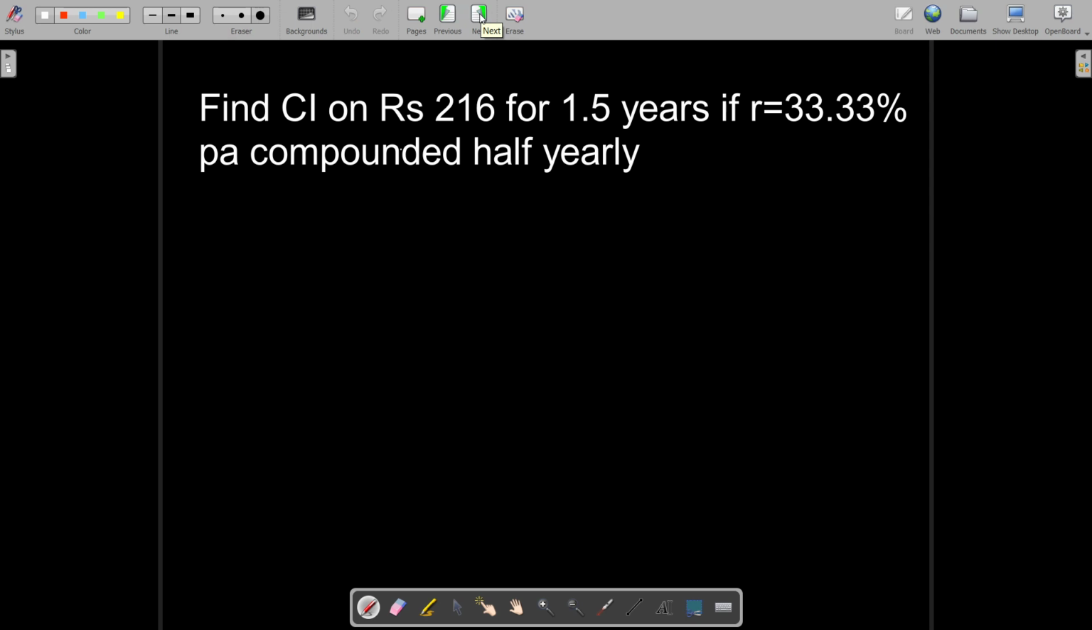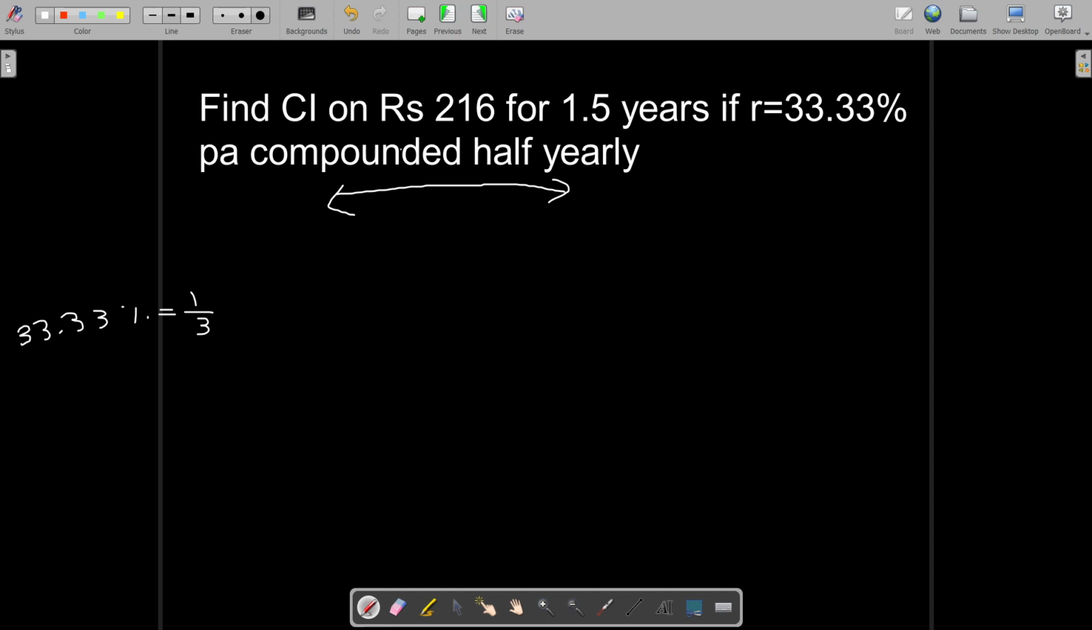Find the compound interest on rupees 216 for 1.5 years, if rate of interest is 33.33% per annum compounded half yearly. Here the compounding period is half year. For the earlier questions, the compounding period was a year. The money was being compounded after every year. So here you have to find the interest for the first 6 months or the first half year. We have rate of interest as 33.33%. You should know that 33.33% means 1 by 3.